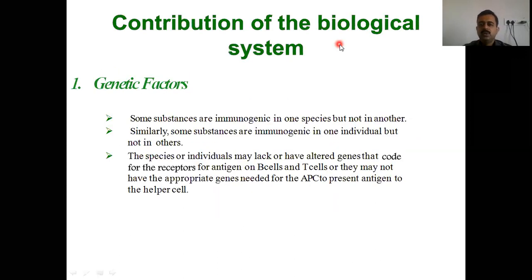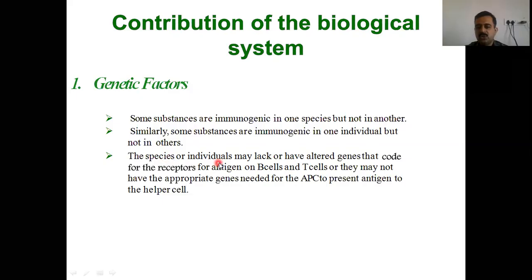Now, are there any other factors which are associated with this? So what are these factors? Genetic factors. Some substances are immunogenic in one species but not in another. Yes, of course, genetic factors are an important part. Similarly, some substances are immunogenic in one individual but not in others.